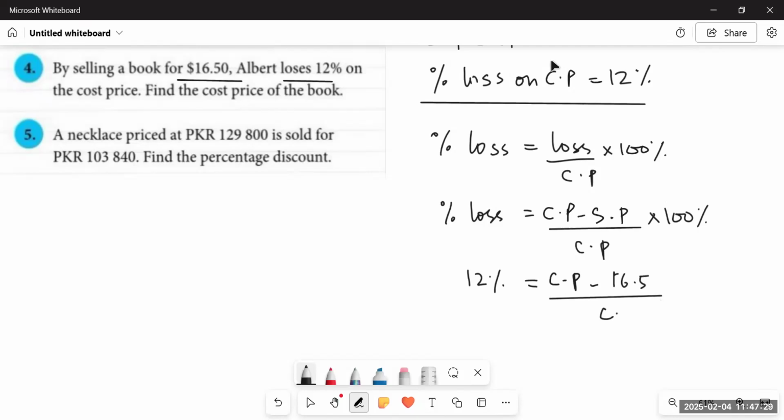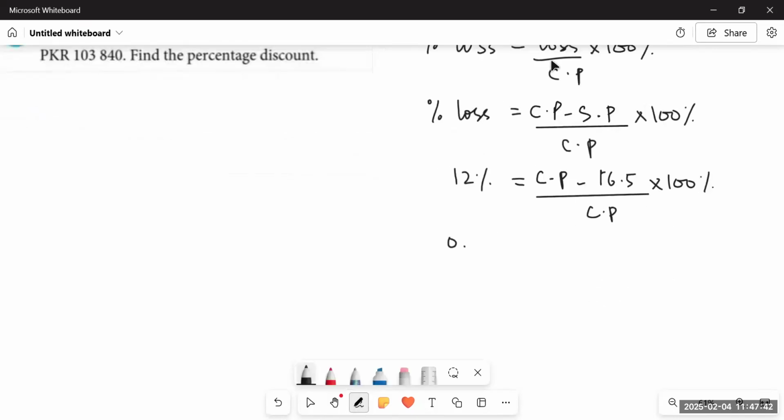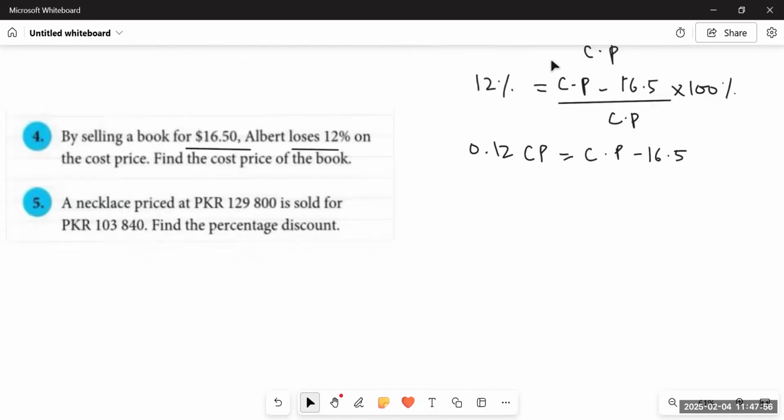Now we will solve this equation by making CP the subject. In place of 100% we can write simply 1, and in place of 12% we can write 0.12. So it could be like 0.12 CP is equal to CP minus 16.5, because we already know that 100% means 1; 100 upon 100 is equal to 1. Now we will solve it. So it would be 0.12 CP minus CP is equal to minus 16.5.